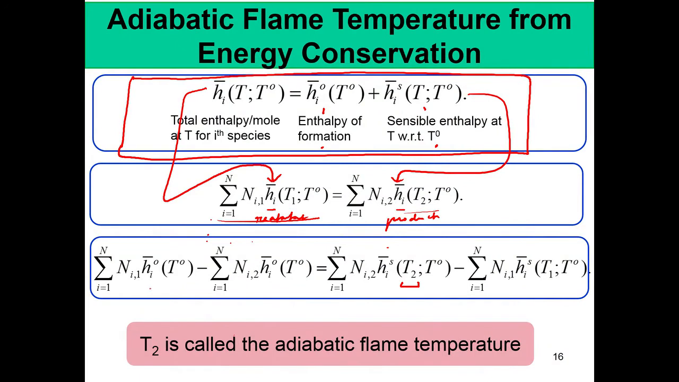So, of course, you see this is not an explicit equation. Okay. This is still an implicit equation, and we have to do some iterations to essentially find the adiabatic flame temperature. But essentially the adiabatic flame temperature comes purely from energy conservation, or rather it comes from the rearrangement of enthalpy between the sensible enthalpy and the enthalpy of formation.